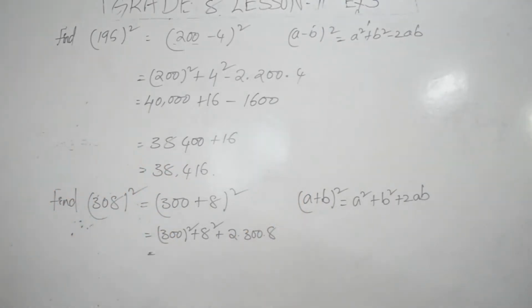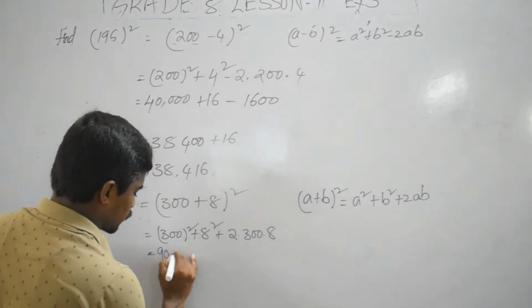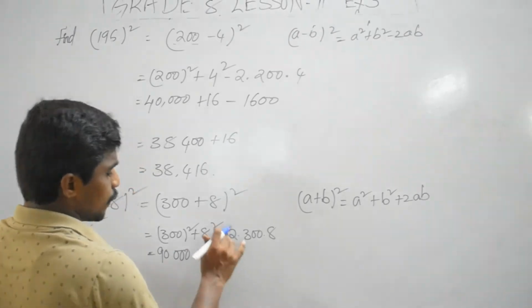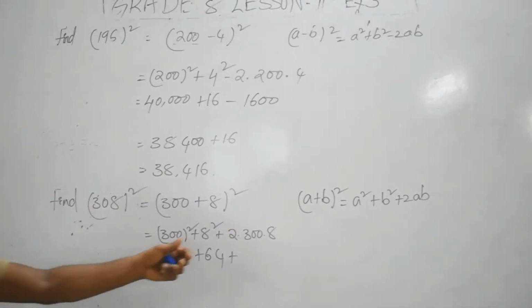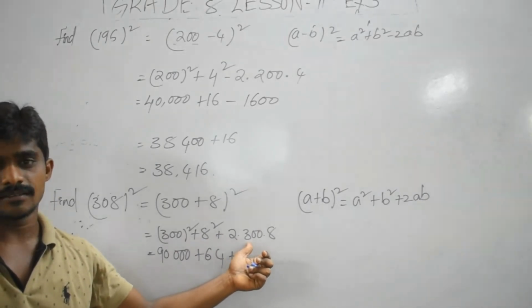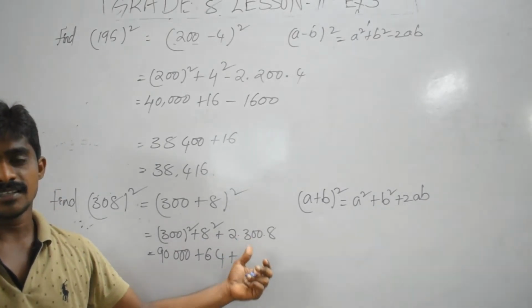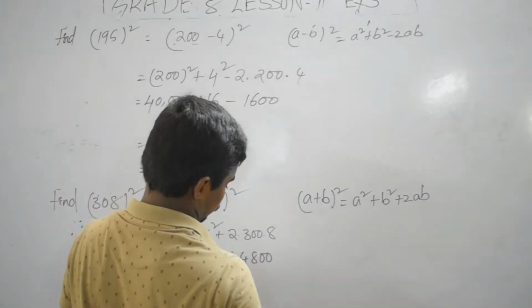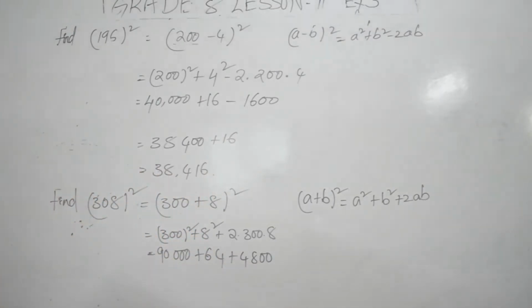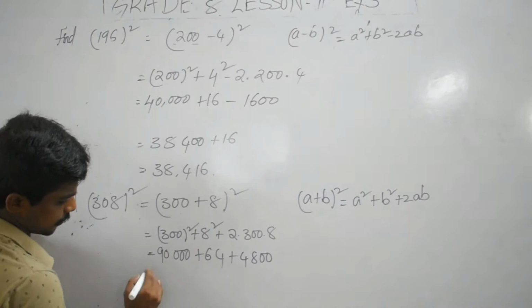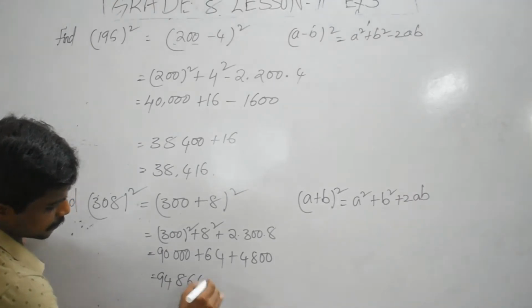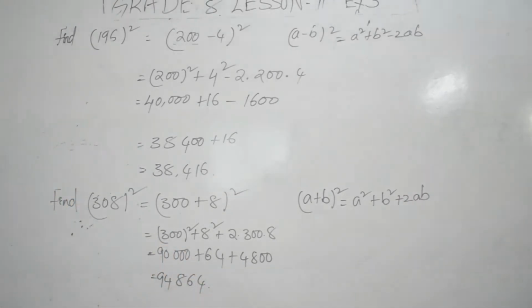Now 300 square, how much? 90,000, plus 8 square, 8 8s are 64, plus 2 3s are 600, 2 300s are 600, 600 times 8 is 4,800. So now these all are added. So 94,864. So that is the value.